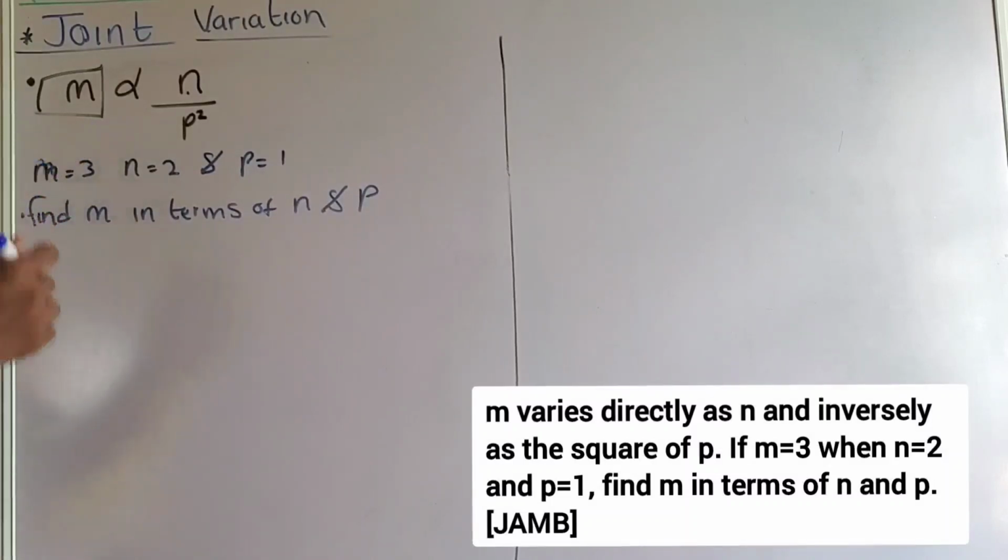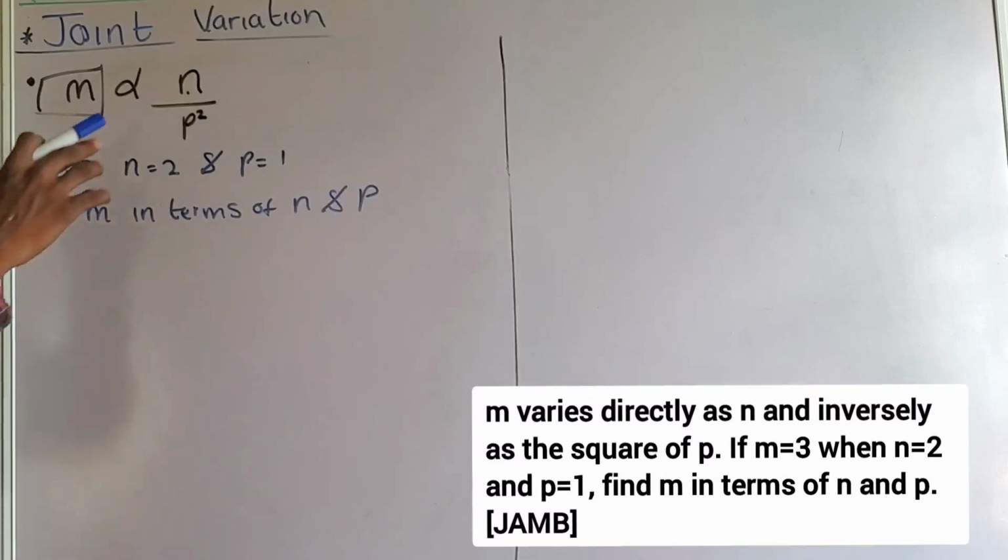without solving the question. Before we can find m in terms of n and p, we need our proportionality constant. We have to introduce our proportionality constant. Now, if I want to introduce this proportionality constant, this variation sign will be changed to an equals sign. Do you understand?